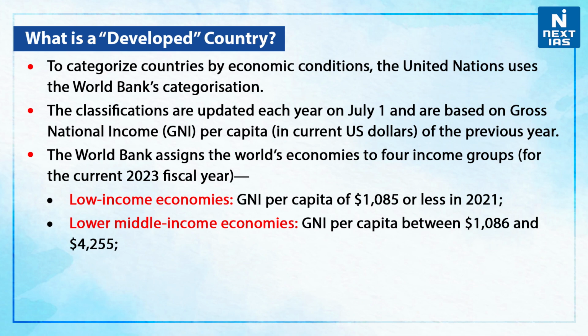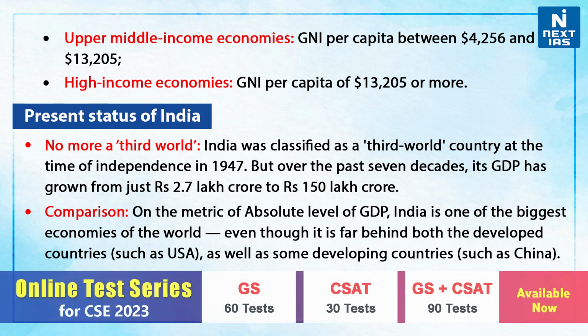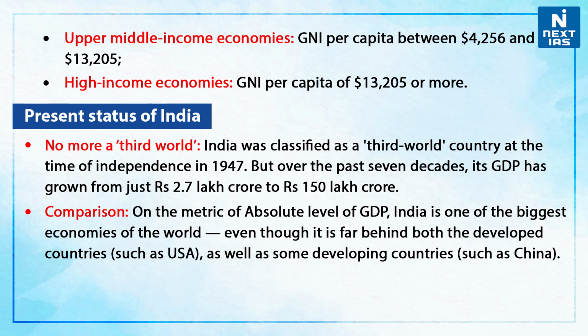2021. Then we have the lower middle income economies with the gross national income per capita between $4,256 and $13,205. And lastly, we have the high income economies, wherein the gross national income per capita is of $13,205 or more. If we talk about the present status of India, it is no more a third world country.